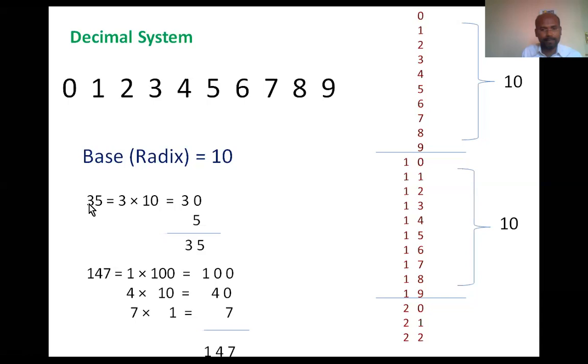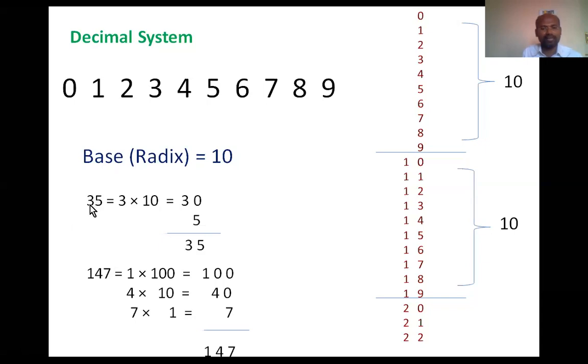Now let's see, what is this 35? How to understand the number 35 in the decimal system? What does this 3 indicate? We have used all the symbols in the decimal system 3 times. How many symbols are there in the decimal system? 10. So this 3 is telling us we have used all the symbols 3 times. So 3 into 10.